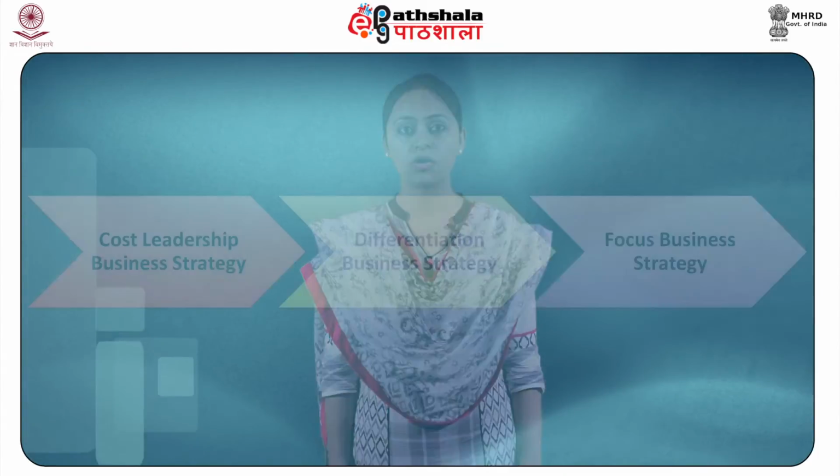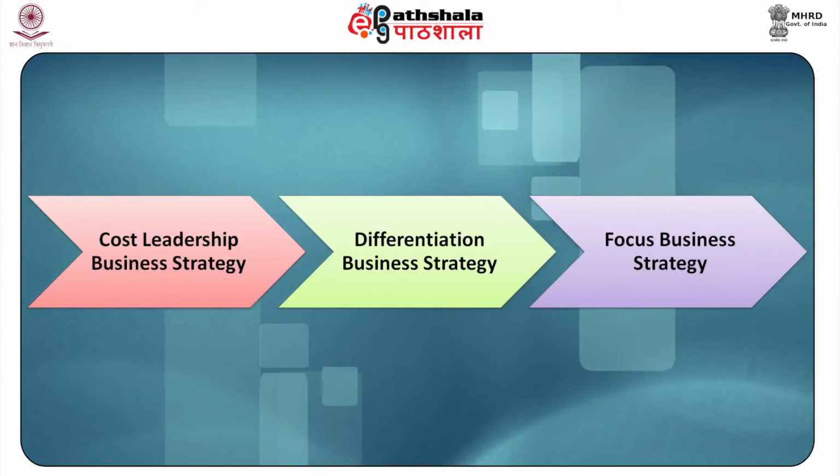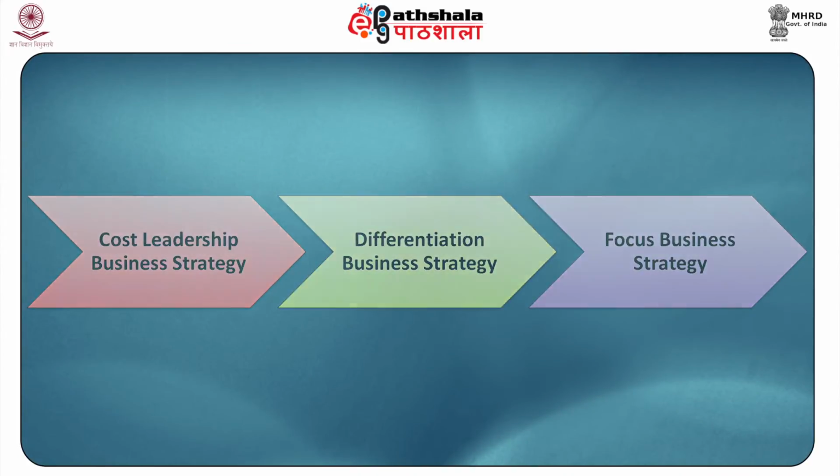When these two factors, competitive advantage and competitive scope, are juxtaposed, the resultant is a matrix that gives us the variants of the competitive strategies. These variants are known as Porter's generic business strategies. Thus, three types of generic business strategies are: cost leadership business strategy, differentiation business strategy, focus business strategy.